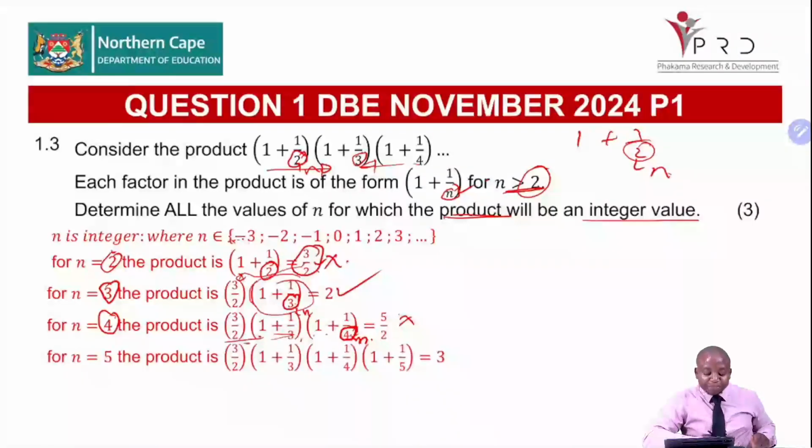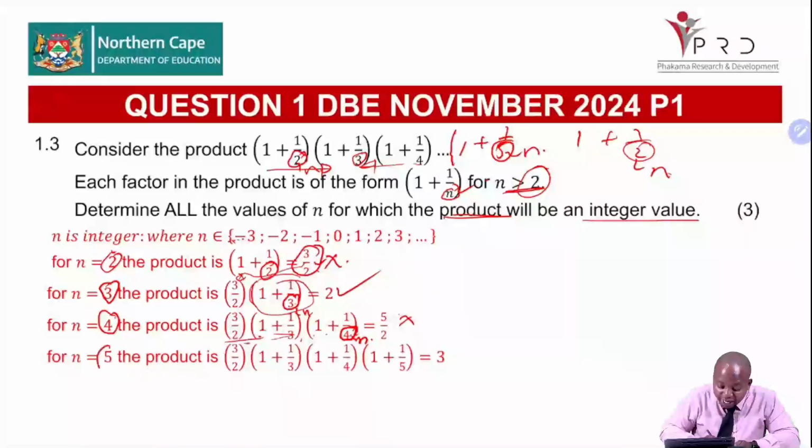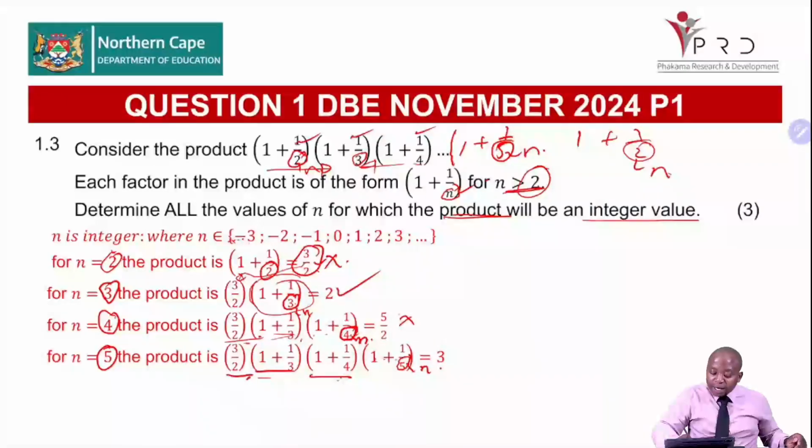Then I proceed with the same pattern. I can have another term here as 1 plus 1 over 5, where n is now 5. So this is where n is 5. Then I can multiply the products of those terms that came before. This is this term, that term, and that term, so all those 3 terms. I multiply them because I'm looking for the product, and I can see it is 3 in that case. So we can proceed with this pattern over and over again.